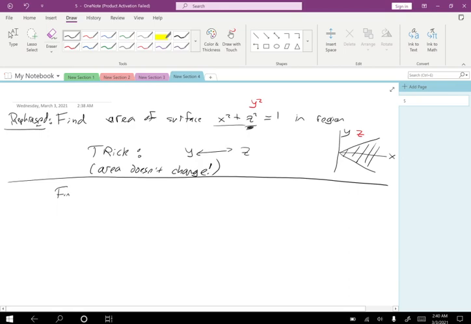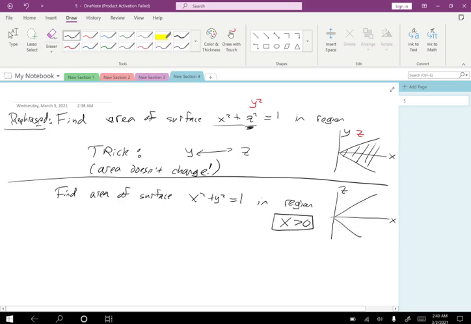So now I want to do this problem. Let's find the area of the surface x squared plus y squared equals 1 in this region. And it should be emphasized that this is x positive. And I'm also going to draw that cylinder in the xy plane.